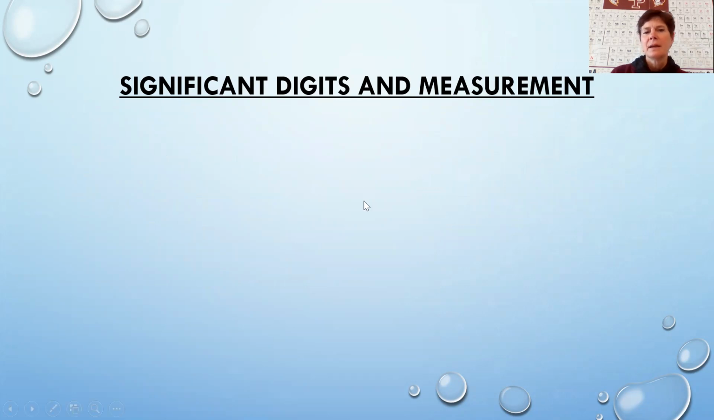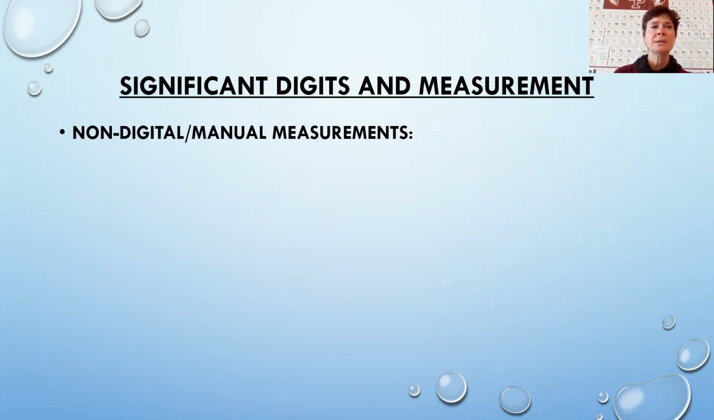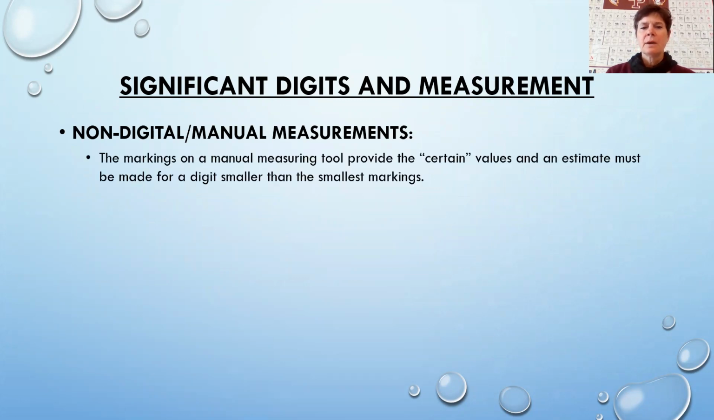Okay. All right, next, with significant digits and measurements, we're going to look at non-digital or manual measurements. When we have a manual measurement such as a metric ruler or a graduated cylinder, these are manual measurement tools where we have to read and get the values from the measurement tool. It's not digitized for us like the scales are.